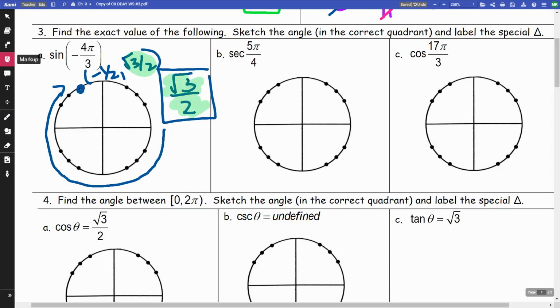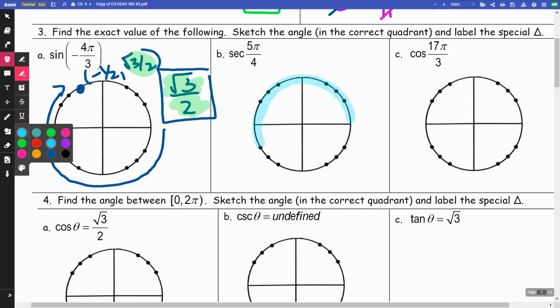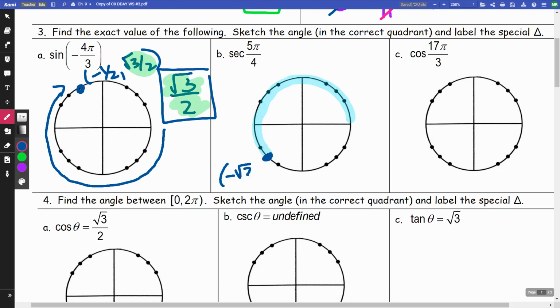On B, I want 5 pi fourths. So as I'm going around my unit circle, 5 pi fourths is going to be right there. So I am here, and this is going to be negative root 2 over 2, comma, negative root 2 over 2.